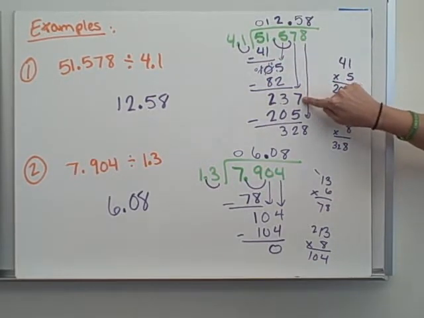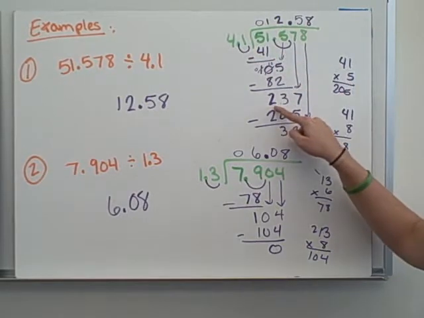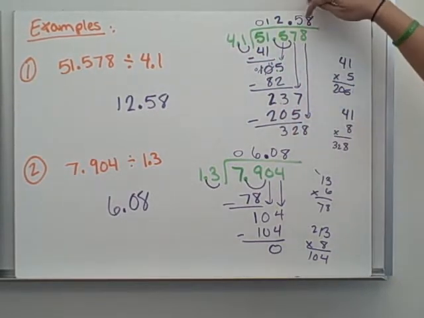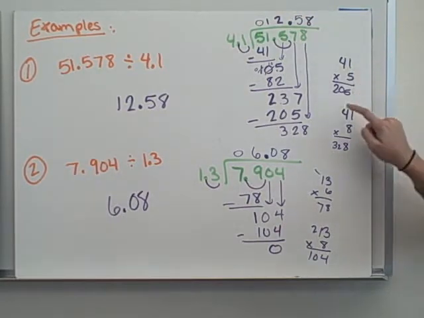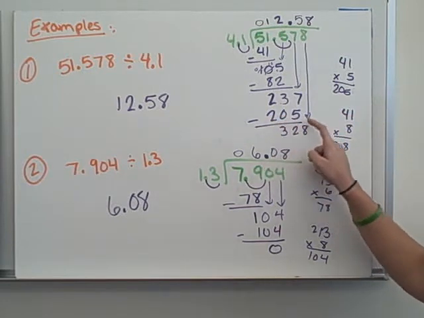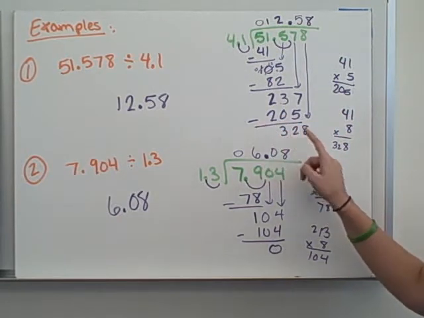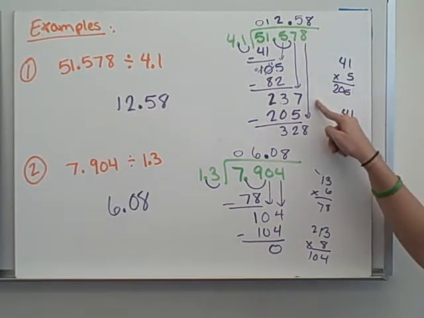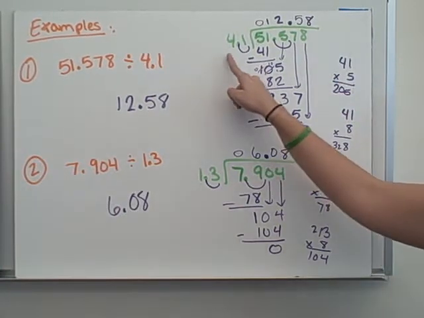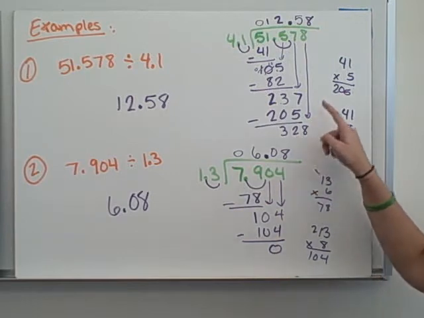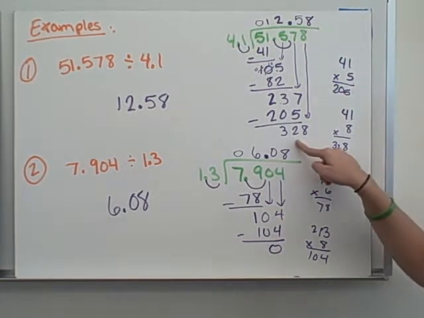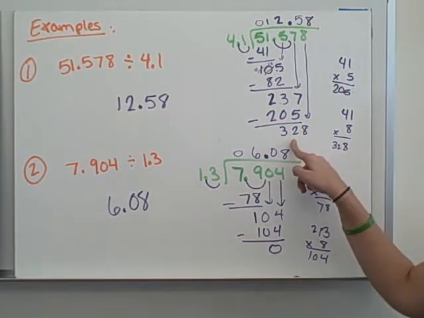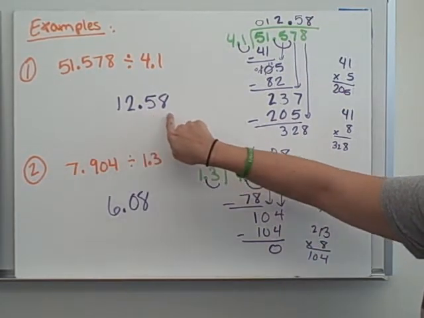Bring down this 7. 41 goes into 237 5 times. I had to check it over here using multiplication. So 41 times 5 is 205. Again, I subtract, I get 32, and I bring down this 8. 41 goes into 328 8 times. I had to check it to make sure, and it goes in exactly. So my final answer is 12.58.